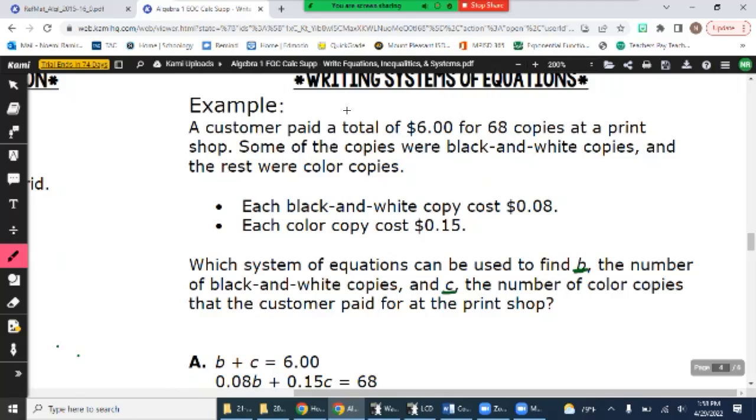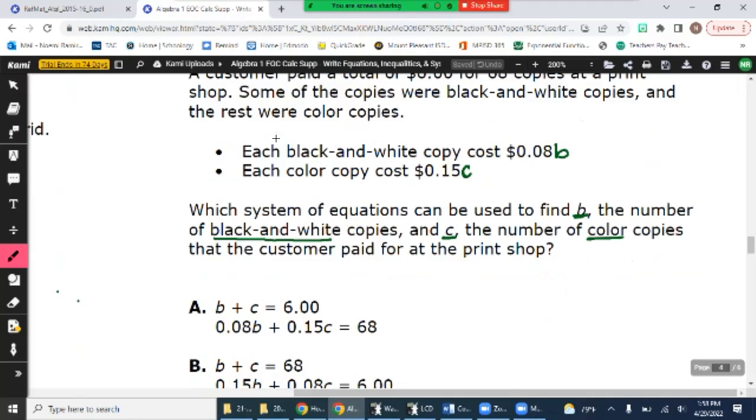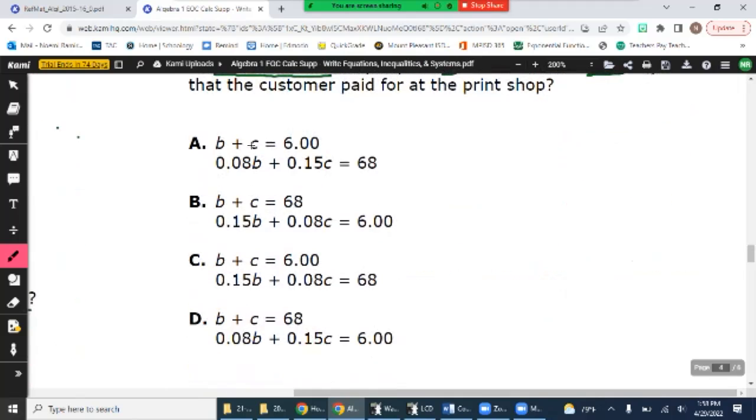What does B represent? Black and white copies. Now I actually see some information here regarding black and white copies, so I can put a B right next to this 0.08. C represents the number of color copies. So I'm going to put a little C right there next to the number. Now we can go ahead and eliminate 2 answer choices, just knowing that much. What 2? B and C, because the numbers are attached to the wrong variable.